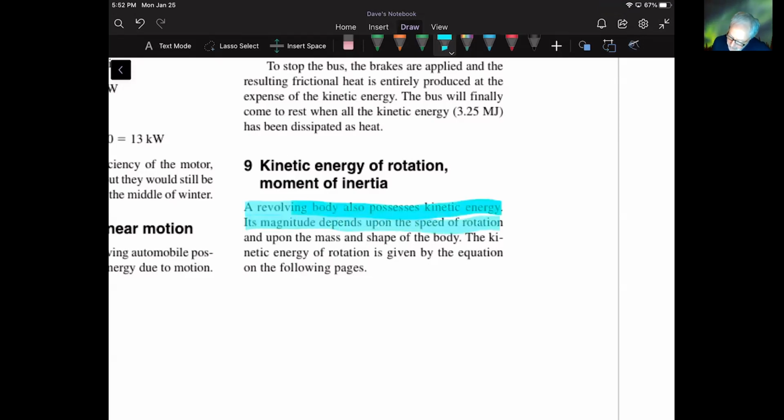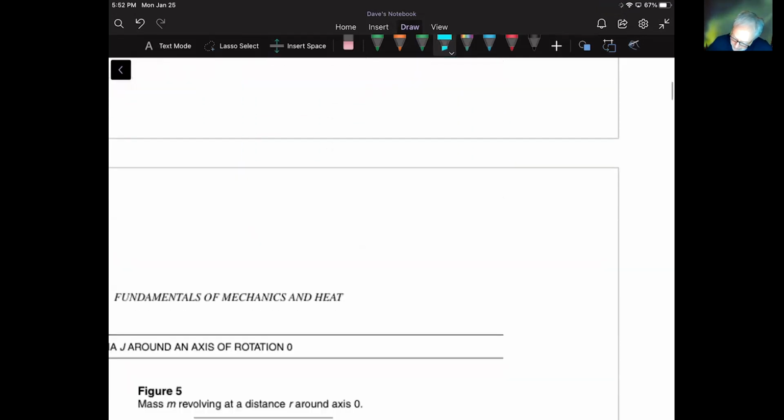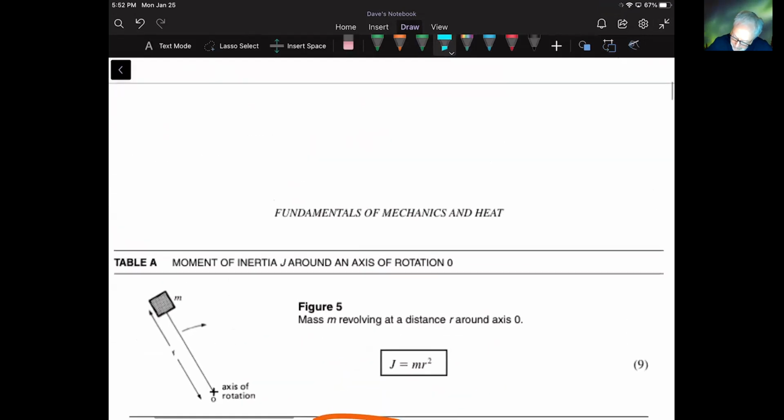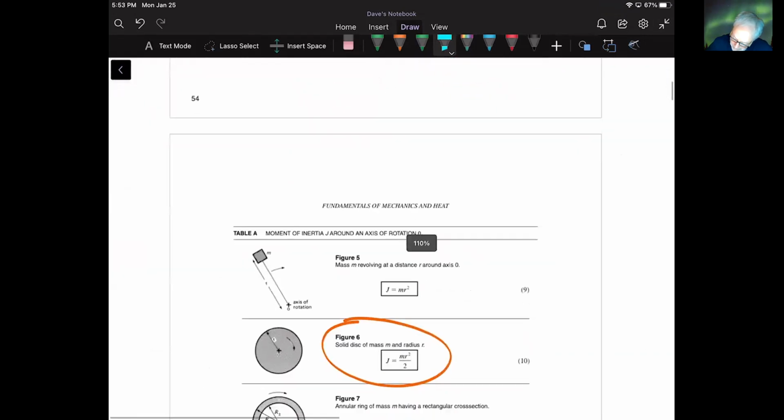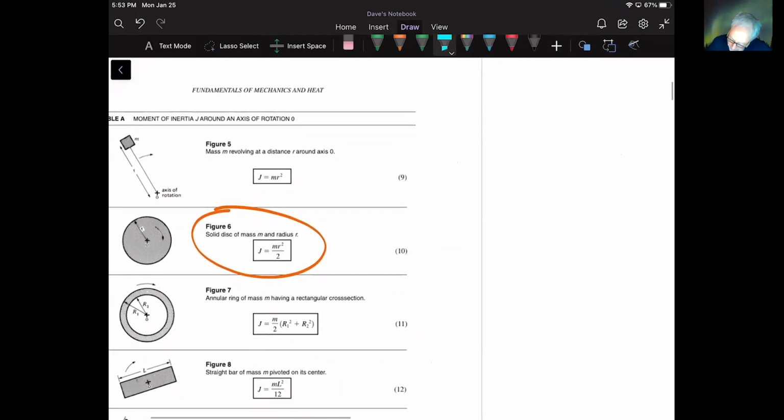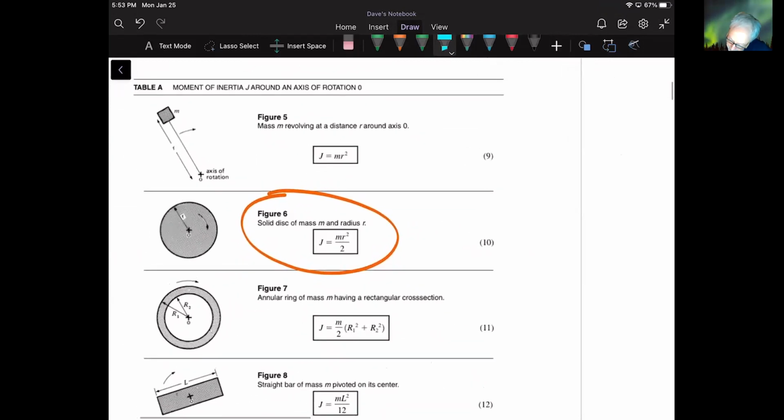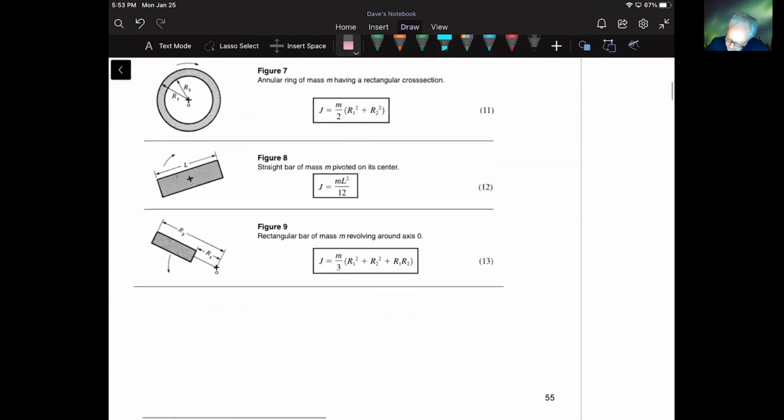Its magnitude depends upon the speed of rotation, the mass, and the shape of the body. Okay, and then we were given an equation for that. And let's see, where is that? Here's all the J numbers that we looked at. Of course, the J number is unique to the shape that you're working with. And luckily, those are all given to us, right? We don't have to derive those.